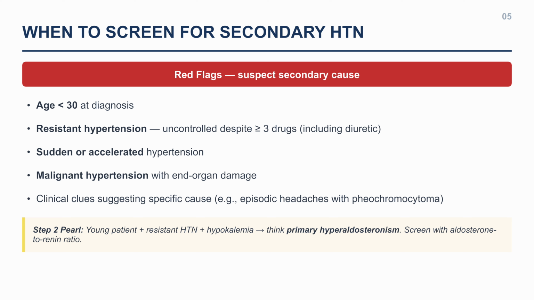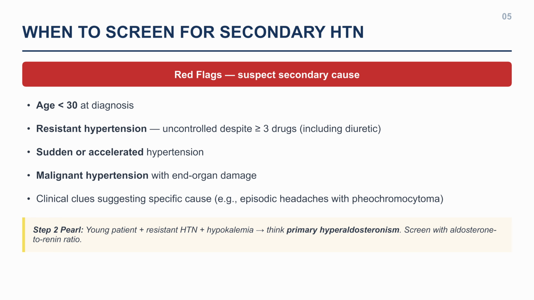When should you screen for secondary hypertension? Look for these red flags. First, age less than 30 at diagnosis. Second, resistant hypertension, meaning blood pressure remains uncontrolled despite 3 or more drugs, one of which must be a diuretic. Third, sudden or accelerated hypertension. Fourth, malignant hypertension with end organ damage.